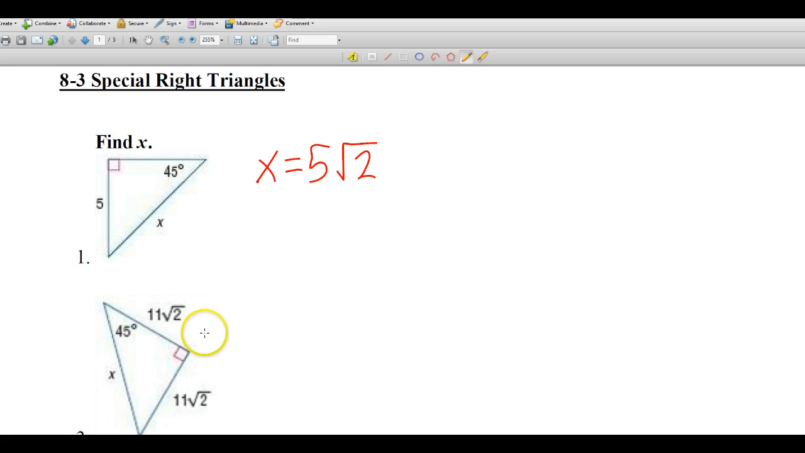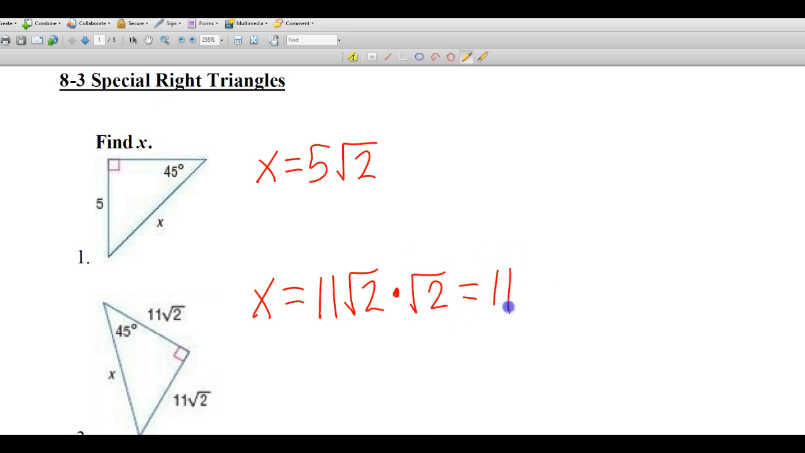Same idea with number 3. So to find x, it's the hypotenuse of a 45, 45, 90 triangle. So x is equal to the leg times the square root of 2, where the square root of 2 times the square root of 2 is 2, and 11 times 2 is 22.